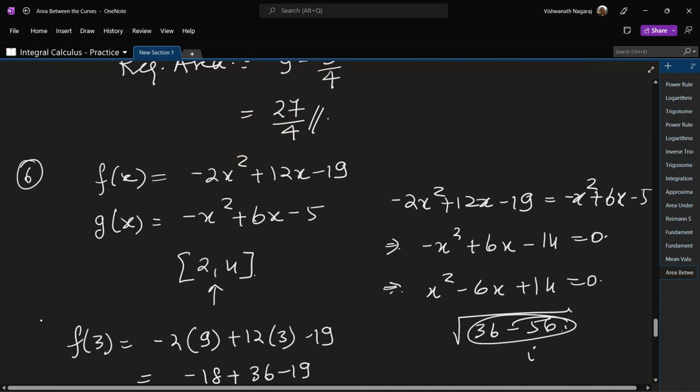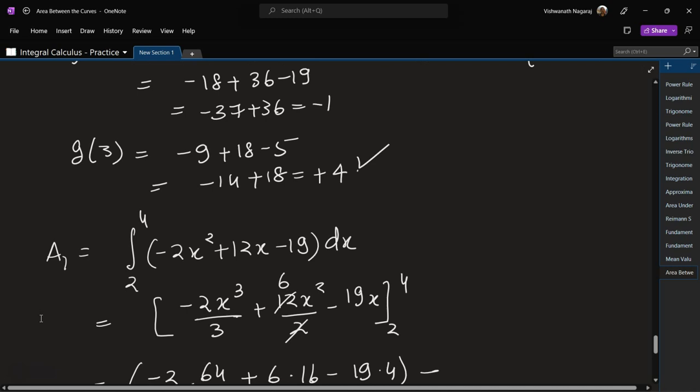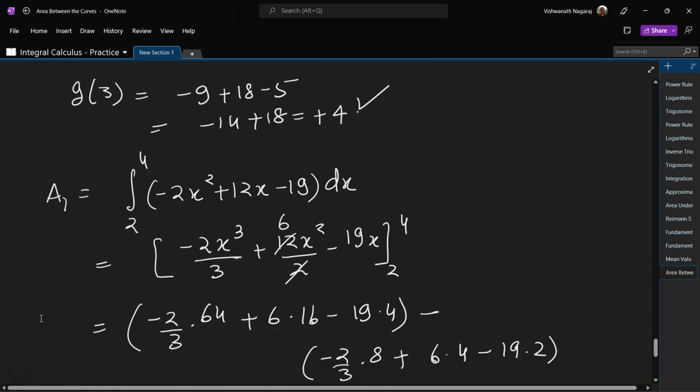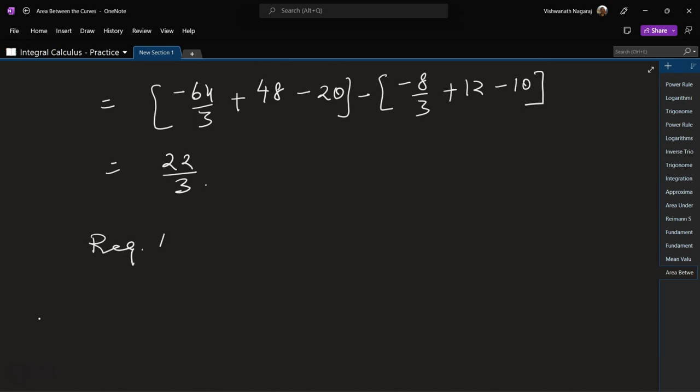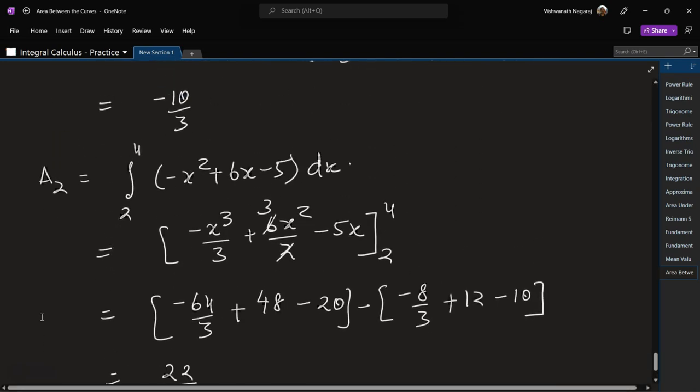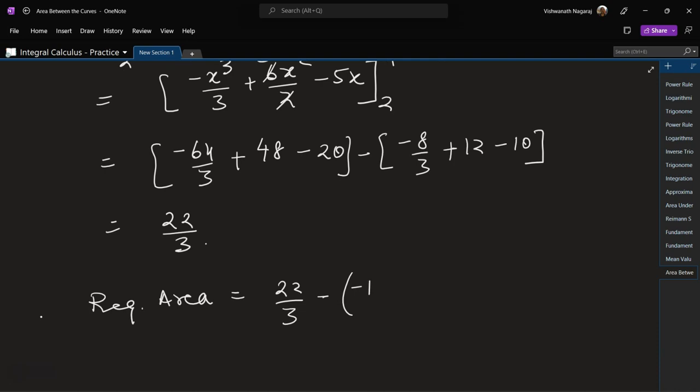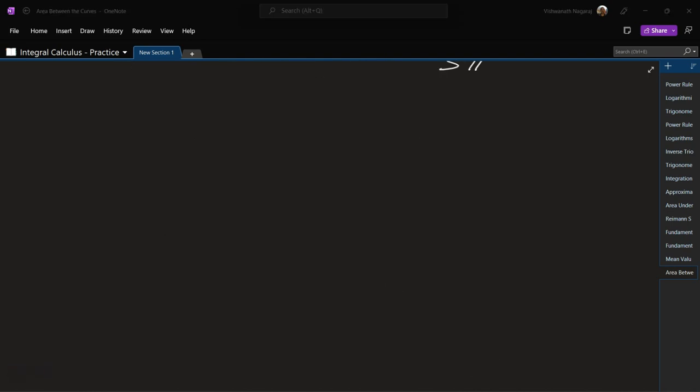Where did we do that? g of x is higher. So that means the required area is equal to 22 by 3 minus, what is the other one? Minus 10 by 3, which gives us 22 plus 10 by 3, which is 32 by 3 square units.